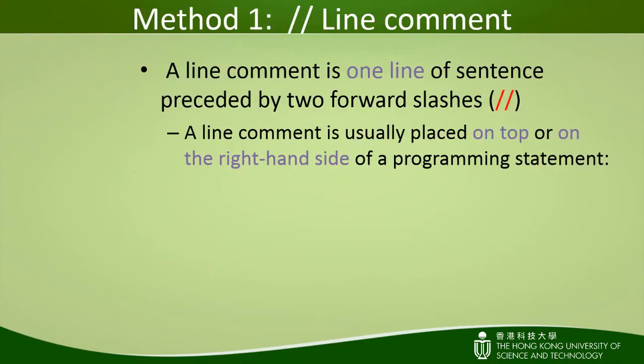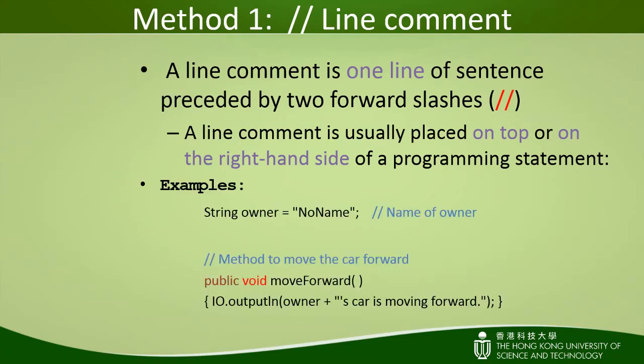A line comment is one line of sentence preceded by two forward slashes. Everything written on the line beyond the double slash will be treated as comments. A line comment is usually placed on top or on the right-hand side of a programming statement. For example, these are some comments found in the example that we have seen earlier in the definition of car.